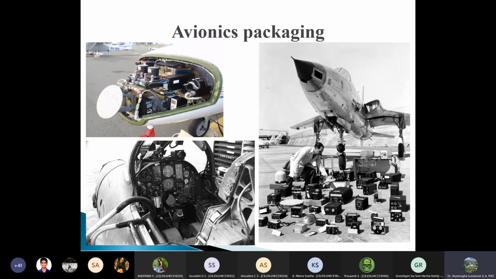Okay, so the pilot is the one who has to make a wise decision based on the various inputs that are being received, which are primarily enabled in the form of realization of the electronic subsystems.